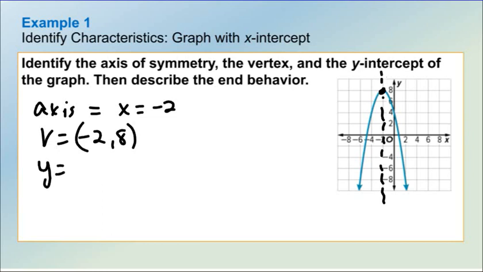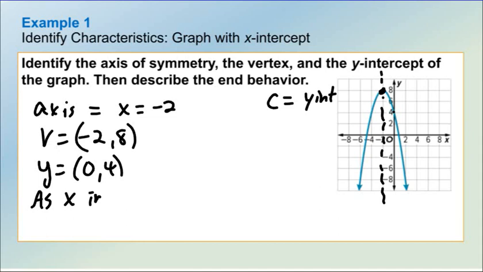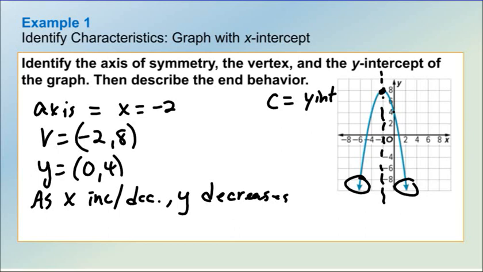The y-intercept, where does it cross the y-axis? In this case, it crosses the y-axis at 4, so I'm going to put 0, 4. In a quadratic, your c is always your y-intercept. Then we need to describe the end behavior. As x increases and decreases, the y decreases. The end behavior is referring to the arrowheads.